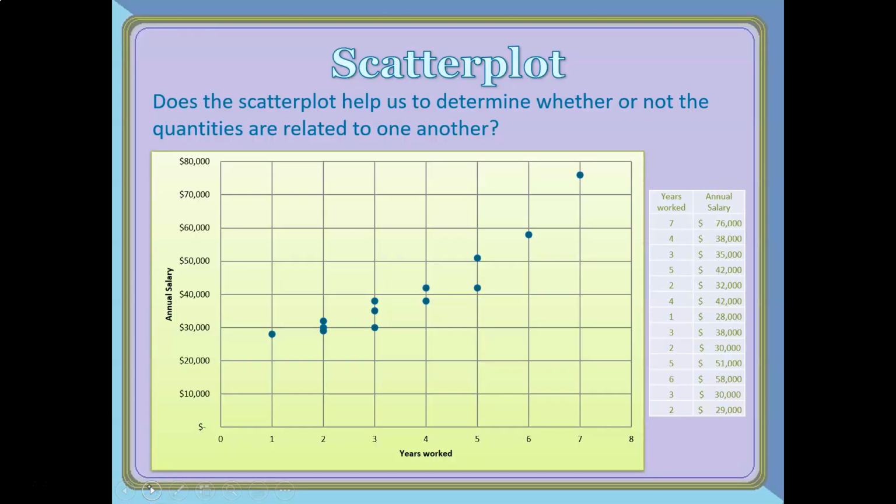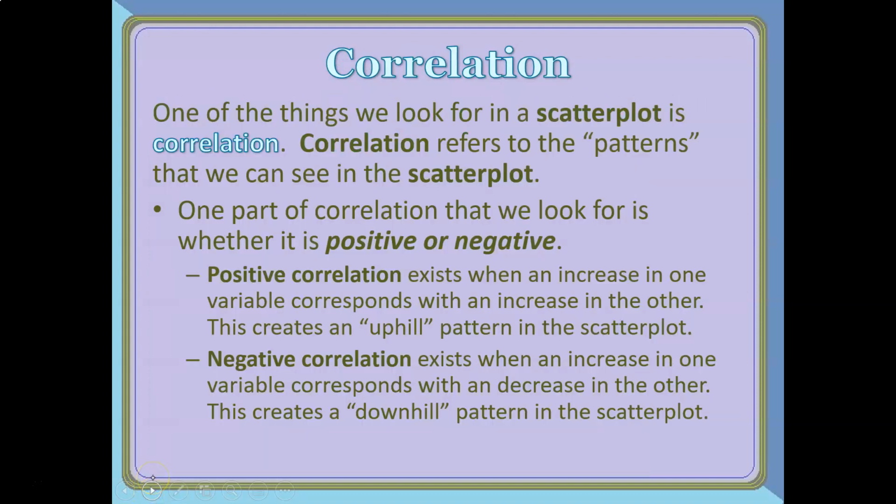All right. So does this scatter plot help us determine whether or not the quantities are related to each other? Yeah, because if you look at the direction the points are going, it's upward sloping, which means that, again, the longer you work, the more money you're going to make. So it's pretty helpful.